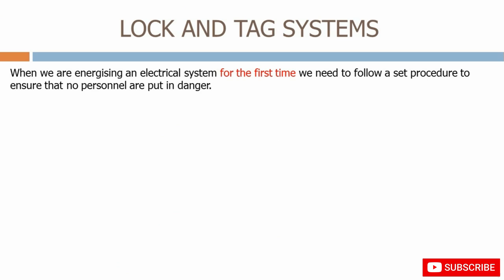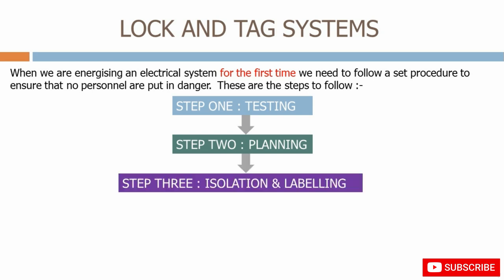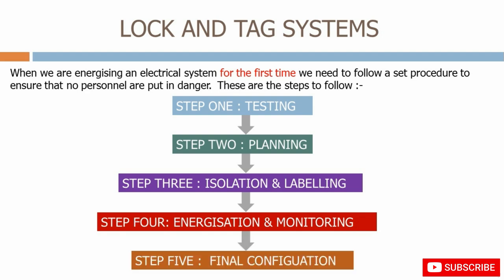When we energize an electrical system for the first time, we need to follow a set procedure to ensure that no personnel are put in danger. These are the steps to follow. Step 1 is testing. Step 2 is planning. Step 3 is isolation and labeling. Step 4 is energization and monitoring. And finally, step 5 is final configuration.